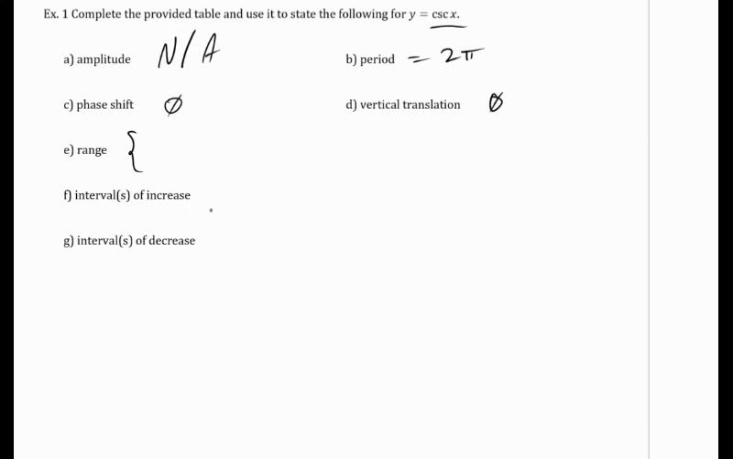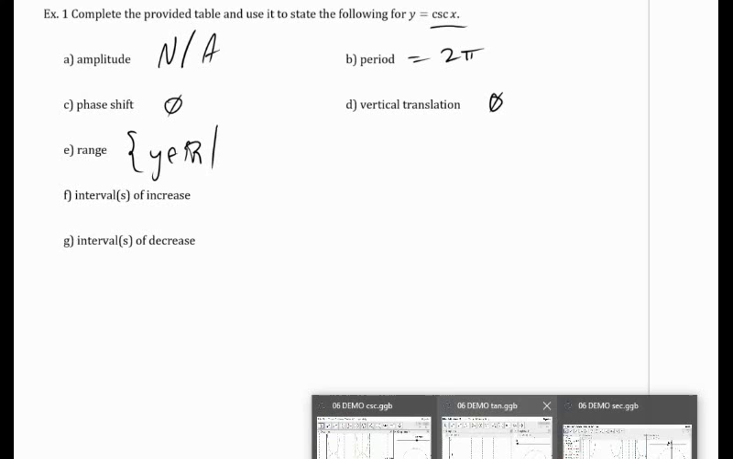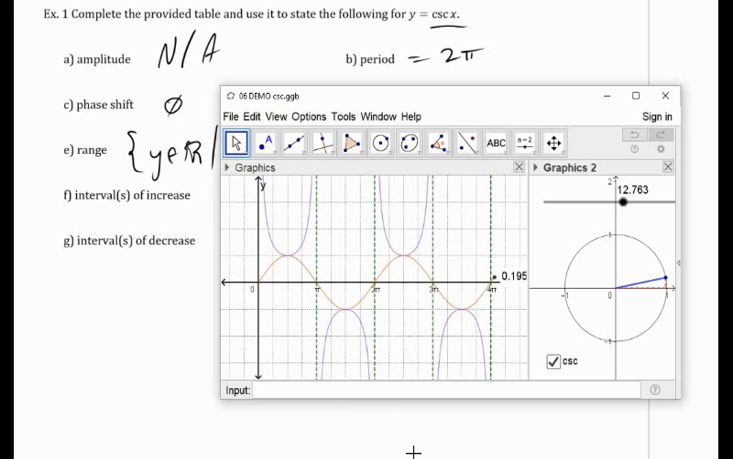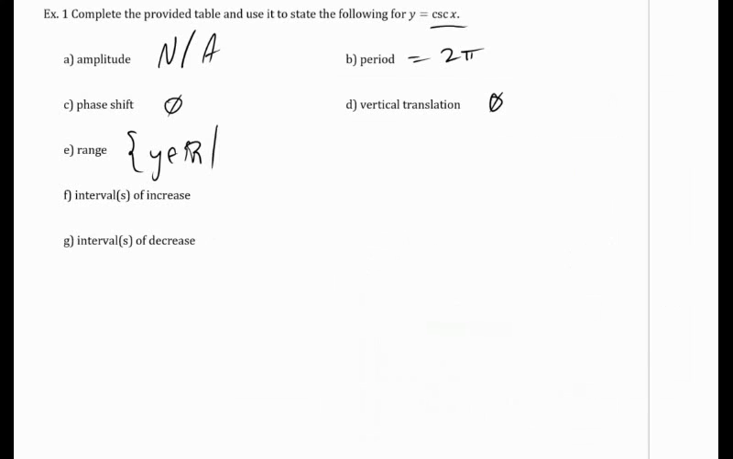What's the range? This is interesting. Y is an element of the real numbers such that, let's take a look. Domain would be even a little bit trickier. It's something to think about. Domain, it exists everywhere except for where there are asymptotes, which is at multiples of pi. So pi, 2 pi, 3 pi, 4 pi, negative 2 pi, right? That's where it wouldn't exist in terms of domain. In terms of the range, it's negative infinity to negative 1, and 1 to positive infinity, right? And it doesn't exist between those values. So negative infinity is less than y, which is less than or equal to negative 1, because it does equal negative 1, and 1 is less than or equal to y, less than infinity.